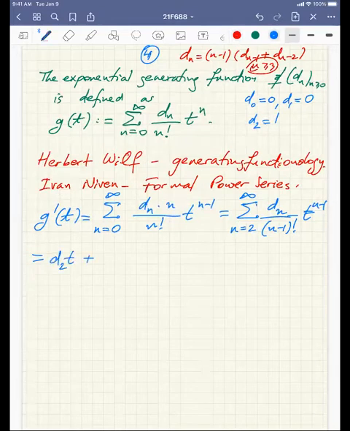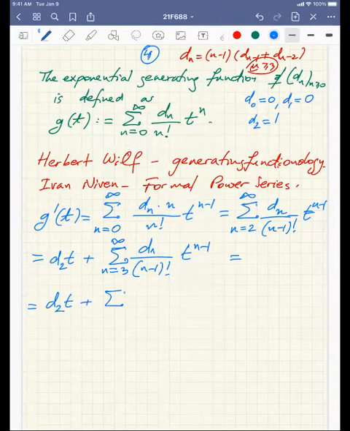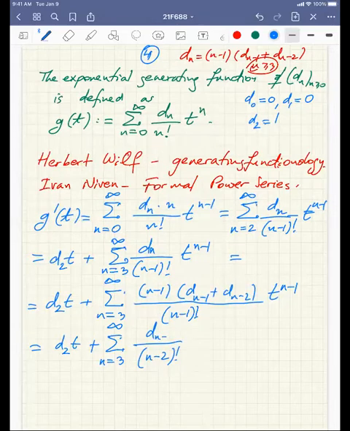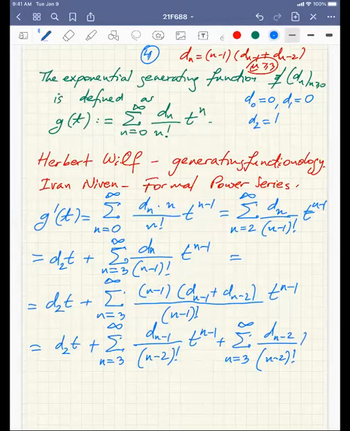So let's peel off the d_2 term first. So we get d_2 t plus summation from n equals 3 to infinity of d_n divided by (n-1) factorial t^(n-1). We kept d_2 t as it is, and then we sum. Here we are going to replace d_n by (n-1) times d_(n-1) plus d_(n-2), divided by (n-1) factorial times t^(n-1). We get two sums when this expands. The first one is summation from n equals 3 to infinity; (n-1) with (n-1) factorial gives me an (n-2) factorial: d_(n-1) over (n-2) factorial t^(n-1), plus summation from n equals 3 to infinity of d_(n-2) over (n-2) factorial, t^(n-1).